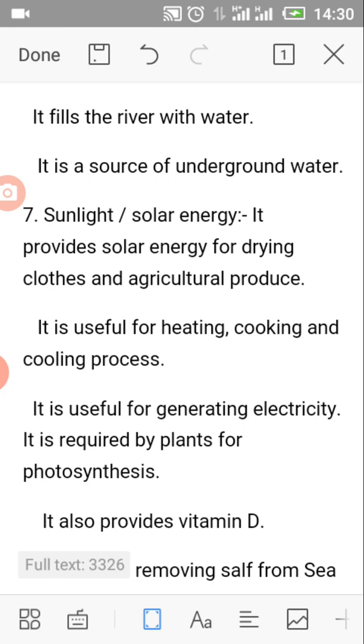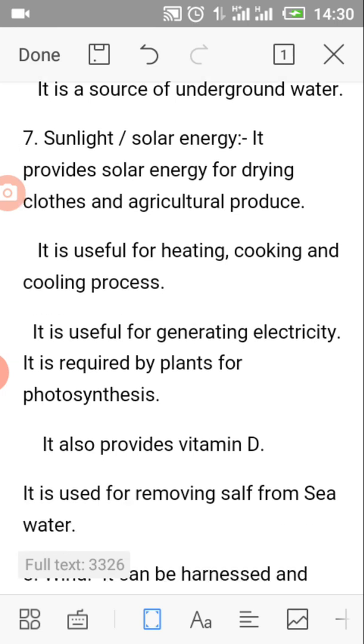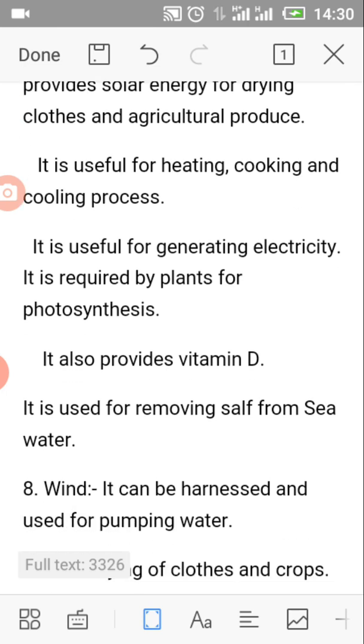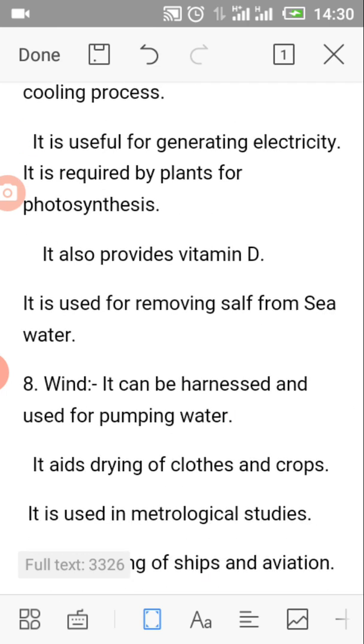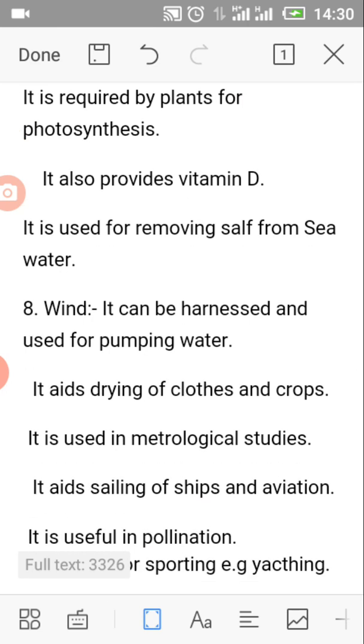Sunlight or solar energy. It provides solar energy for drying clothes and agricultural produce. It is useful for heating, cooking, and cooling processes. It is useful for generating electricity. It is required by plants for photosynthesis. It also provides vitamin D. It is used for removing salt from seawater.